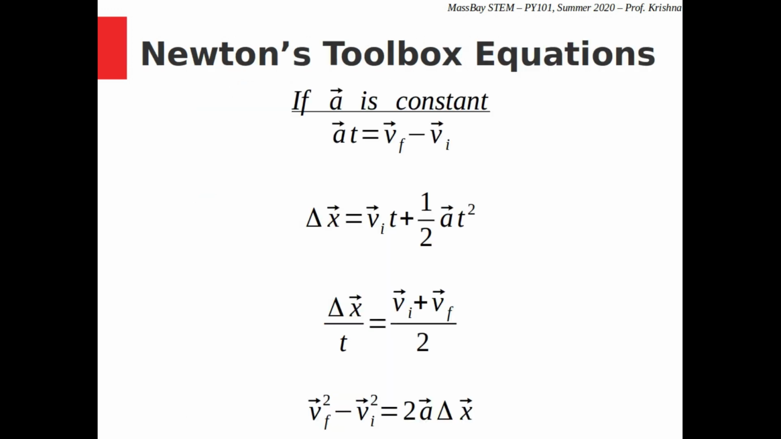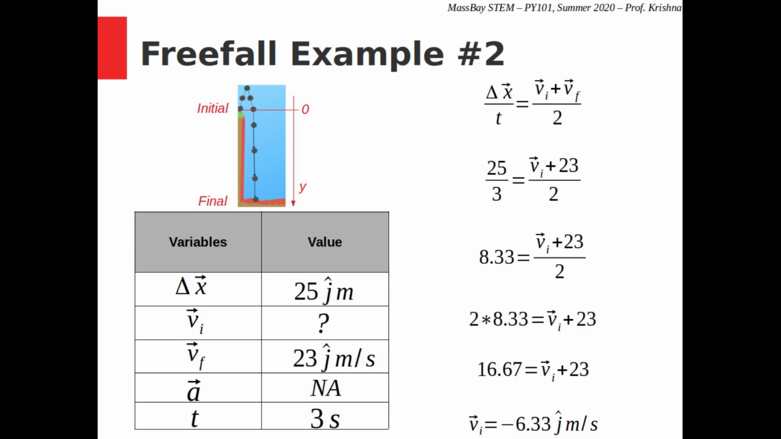Step 6. Find an equation that weaves the unknown initial velocity to the known displacement, final velocity, and time. That's Toolbox equation 3. Step 7. Solve. Substitute the known information. We get 25 over 3 equals Vi plus 23 all over 2. 25 divided by 3 is 8.33.